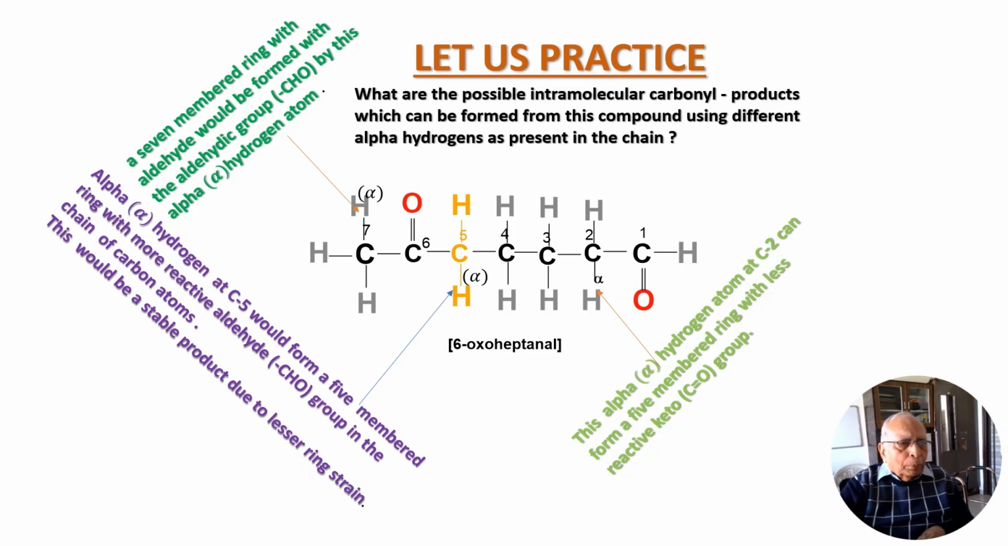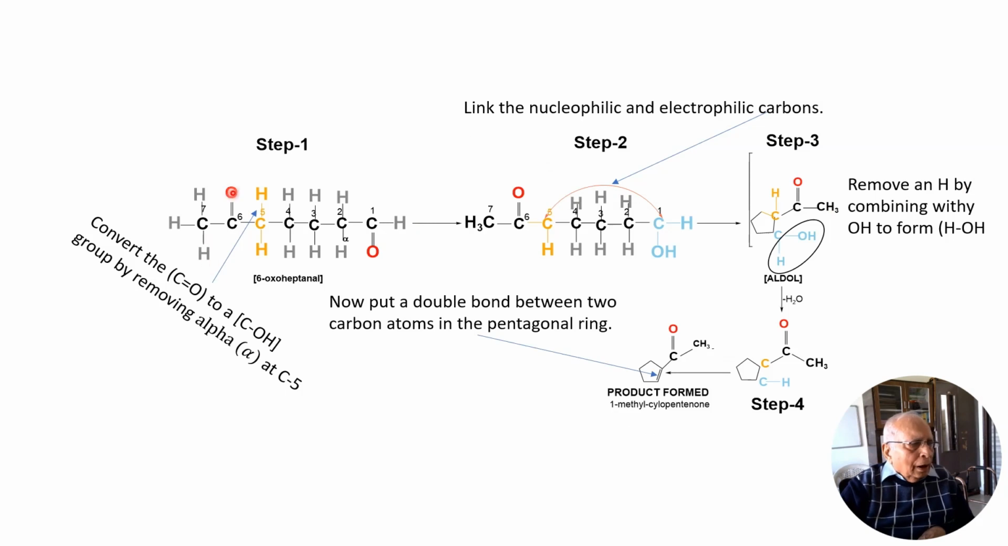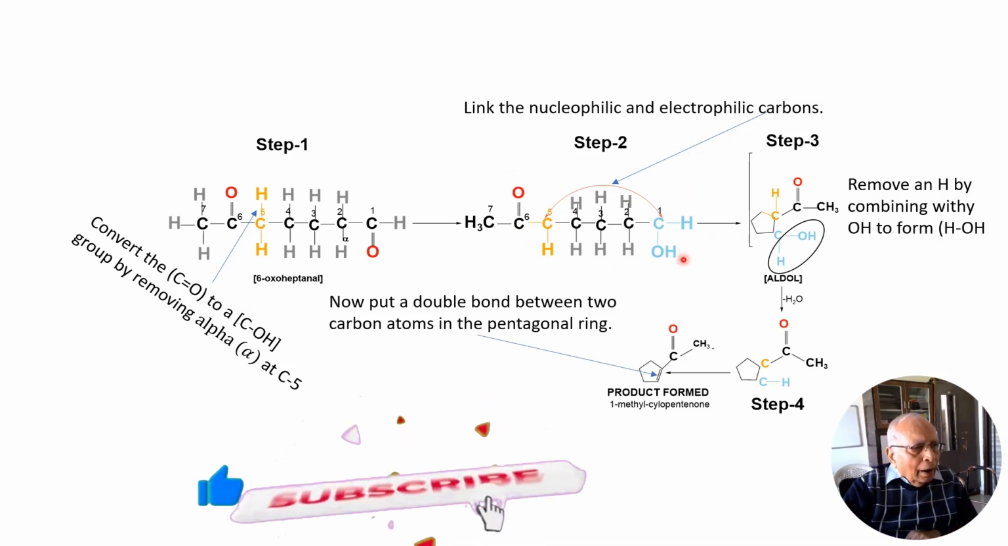So how do we make out the product? There are certain steps. We proceed stepwise. The same 6-oxoheptanal is there, and a number of steps have to be followed to make out the product. First step, convert the CO to COH. Here we are using the alpha hydrogen at the 5th position, and this carbonyl group is to be converted to COH like here, and then link the nucleophile and the electrophile carbon atoms. The 2 carbon atoms which have served as the nucleophile and the electrophile have to be joined together.